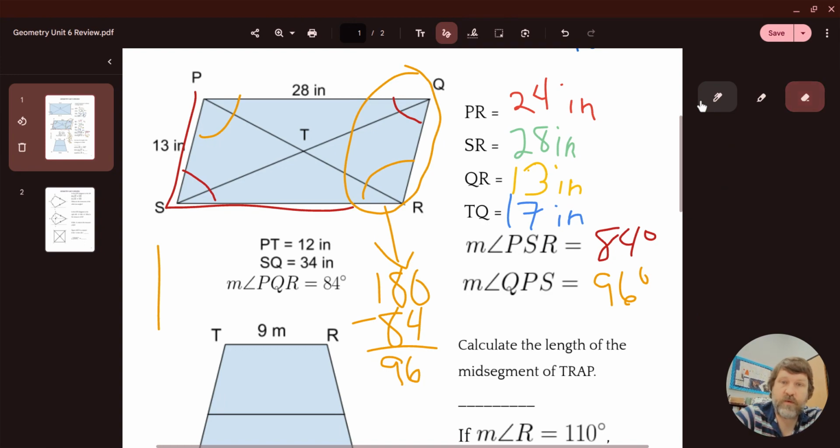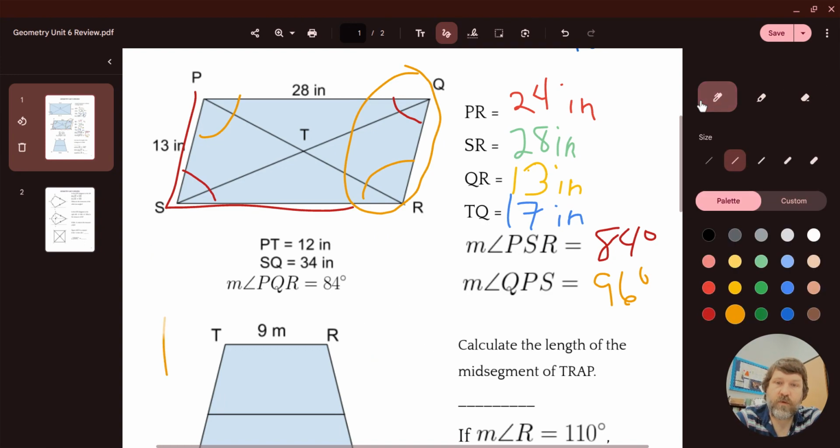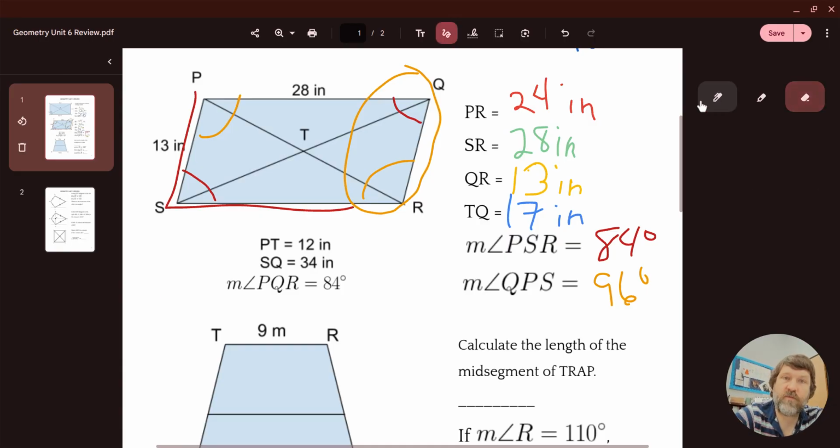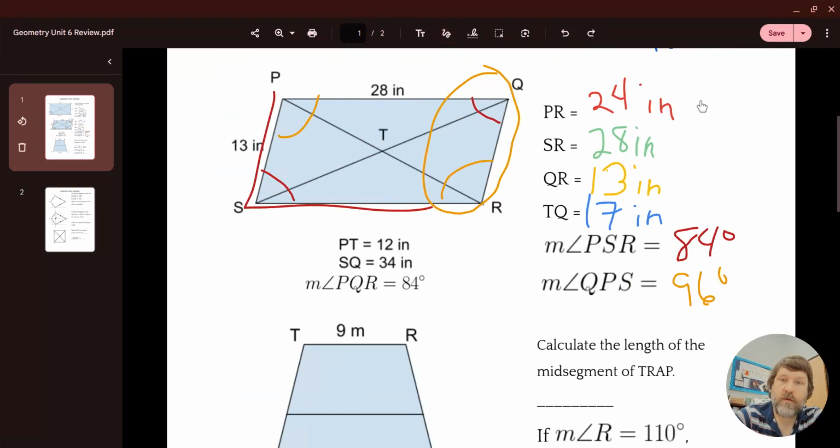I'm going to do a little erasing. I'm going to erase that math so it doesn't get in the way of the next problem. Okay, so let's look at the next one. All right, on the next one, we're looking at, oops, let me undo that. Should take that off. Okay, there we go.